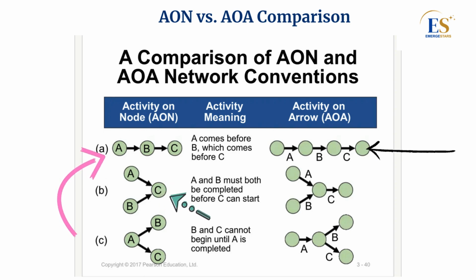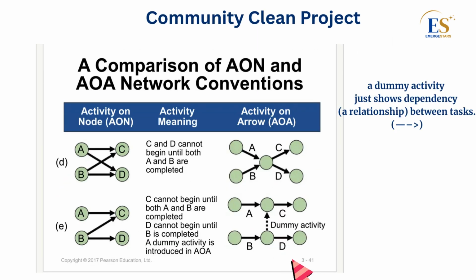Sometimes, a project requires an activity to show a dependency relationship without any actual work. In such cases, a dummy activity is introduced in the AOA network. For example, if activity D depends on both A and B, but activity C only depends on A, a dashed arrow is added as a dummy activity to keep the logic correct. Dummy activities have 0 duration but are essential for showing accurate dependencies in AOA diagrams.